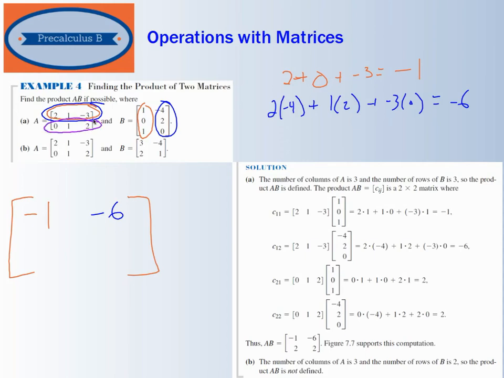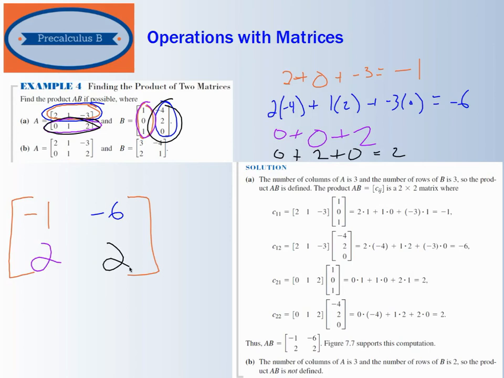Now we're going to do second row times first column. That's going to give me what's in position 2, 1, or the bottom left corner. So 0 times 1 is 0, plus 1 times 0 is 0, plus 2 times 1 is 2. So I will get a 2 in the bottom left corner. The last one is going to be the second row times the second column. We're going to get 0 times negative 4 is 0, plus 1 times 2 is 2, 2 times 0 is 0. 0 plus 2 plus 0 is just 2.